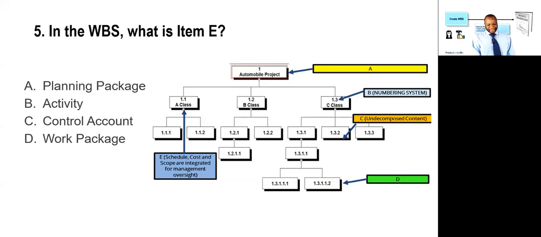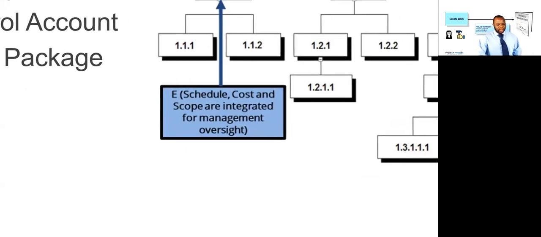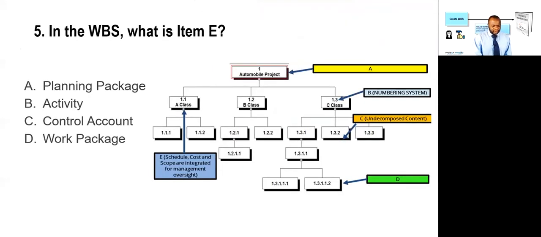Okay. So the majority of us have gone with option C. What does it say? Let's examine what it says very closely. Schedule, cost, and scope are integrated for management oversight. That is a dead giveaway that it cannot be anything else but control account. So the answer is indeed what the majority chose. C. Very well done.